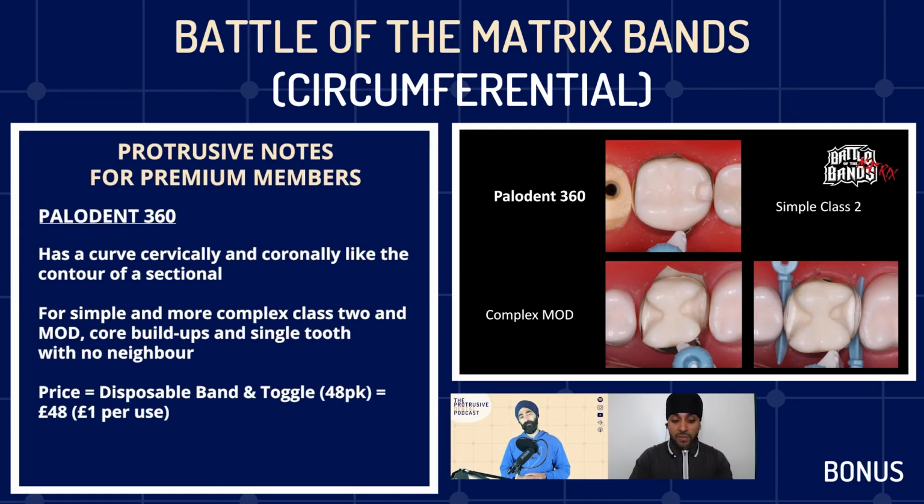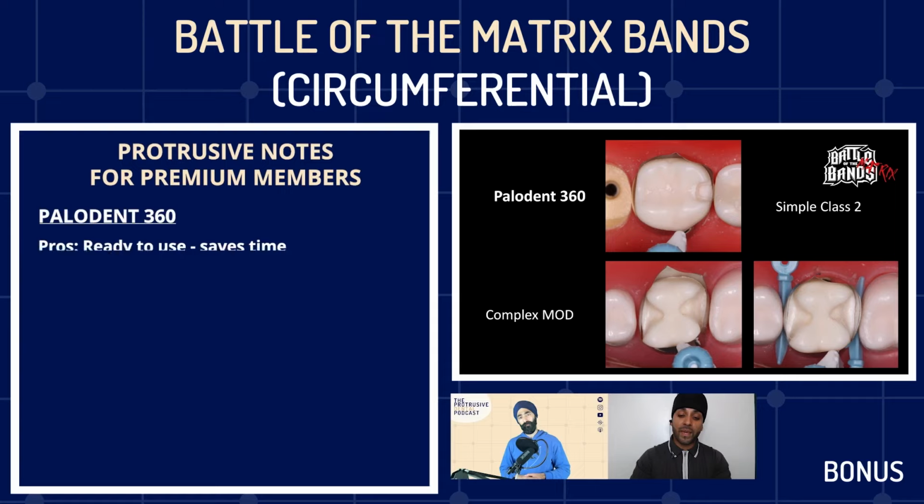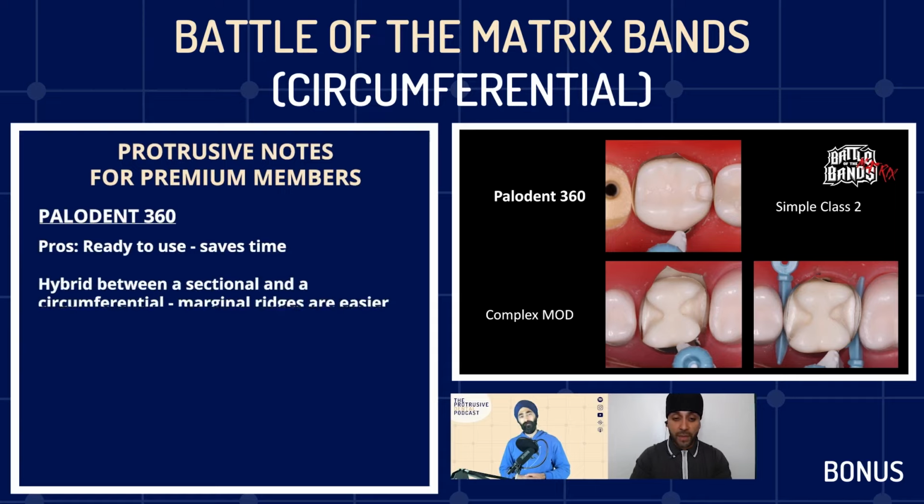Price-wise, we've got them coming in at around £48.22 for 48. So again, roughly £1 per use, but you will need to use one or more Palodent wedges at 50p each, making the total price per use anywhere between £1 and £2. The pros are, it's ready to go, right? So no setup, again, saves time. It's a hybrid between contoured, sectional, and circumferential, meaning marginal ridges are easier to shape.